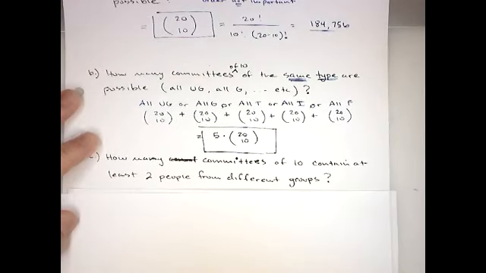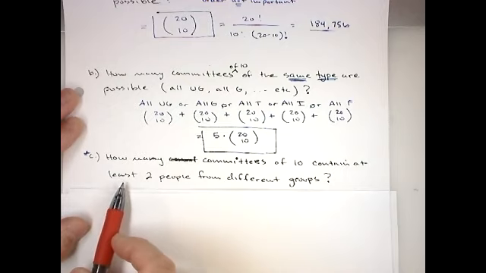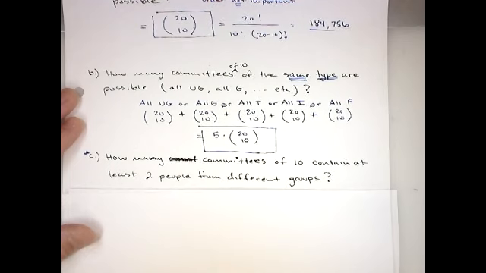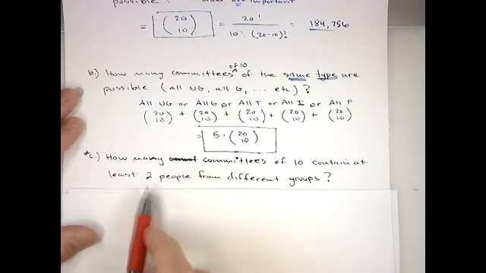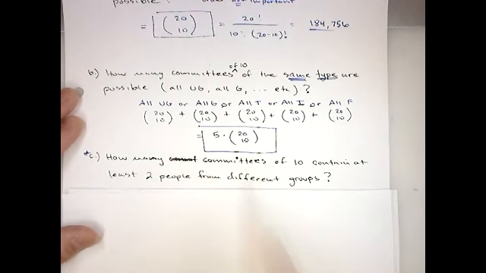So I think the best way, going back to what we talked about earlier, anytime somebody asks you how many ways for at least 2 people or at least something to happen, consider the complement, consider the opposite. What's the only other thing that can happen, other than picking a committee of 10 people where at least 2 people are from different groups? Everybody's from the same group, right? And we just counted that up here.